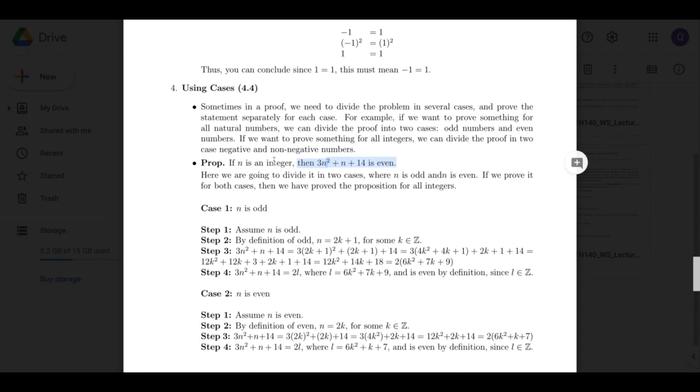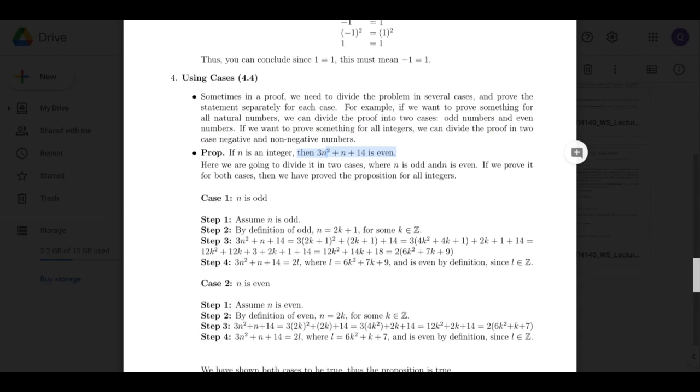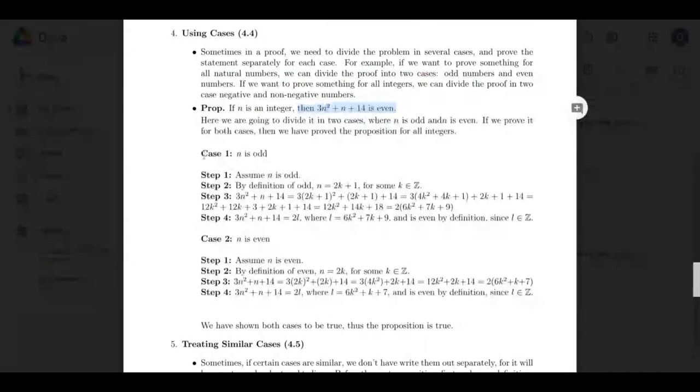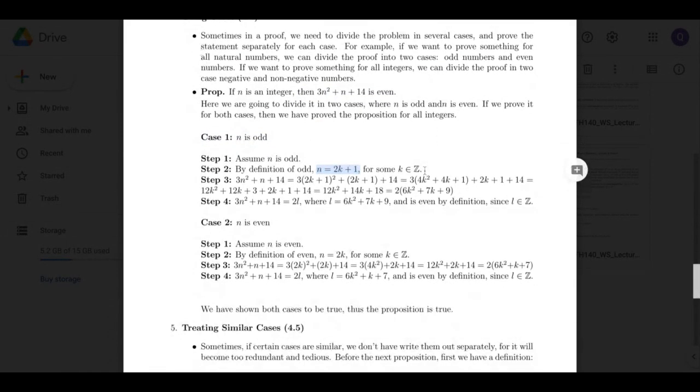Remember, in integers, we have positive integers, negative integers, odd integers and even integers. So here we're going to divide into two cases. We will consider the odd case and the even case. Case 1, n is odd, right? If n is odd, we can write n as 2k plus 1, where k is an integer. Then we substitute this n.